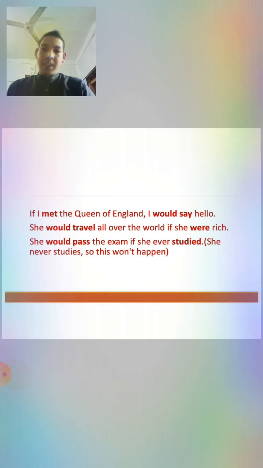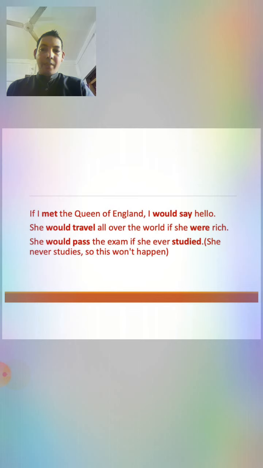You can see lots of second conditionals. If I met the Queen of England, I would say hello. If she were rich, she would travel all over the world. She would pass the exam if she ever studied. She never studies, so this won't happen. So it's a probability. If you look at the bold words, you can guess the things.